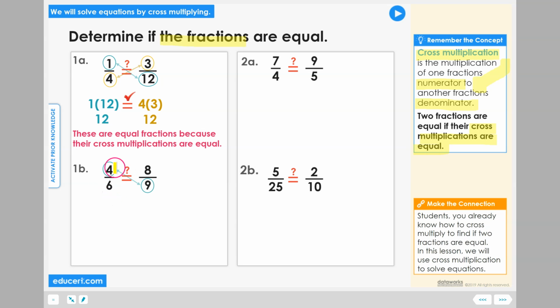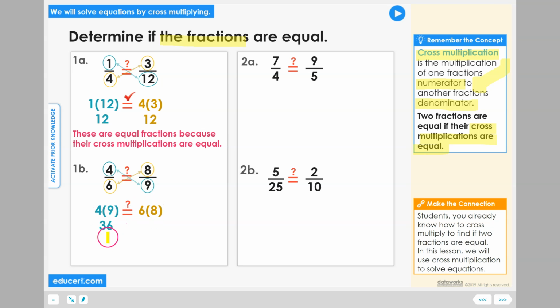The first cross multiplication will be 4 times 9, numerator 4 and the other fraction denominator 9. 4 times 9, and we want to know, is that equal to 6 times the other fraction's numerator 8? 6 times 8 on the other side.